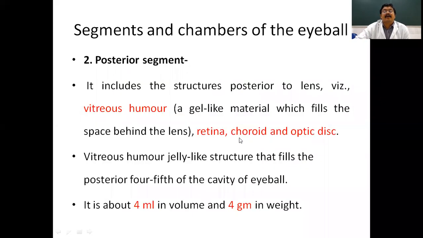Okay. The segments of the eye: the other segment is the posterior segment. It includes the structures posterior to the lens: the vitreous humor, the retina, choroid and the optic disc. Compared to the aqueous humor, the vitreous humor is a jelly-like substance that fills the posterior 4/5 of the cavity of the eyeball. The volume of the vitreous humor is 4 ml, and its weight is 4 grams.